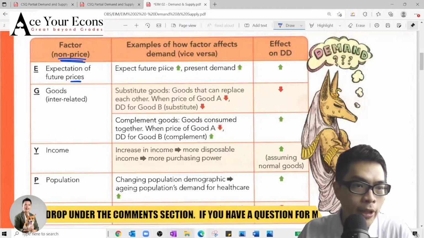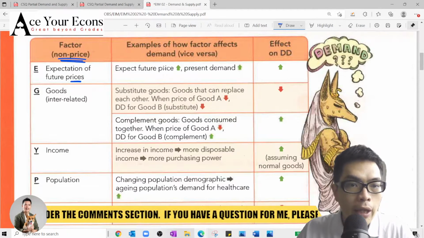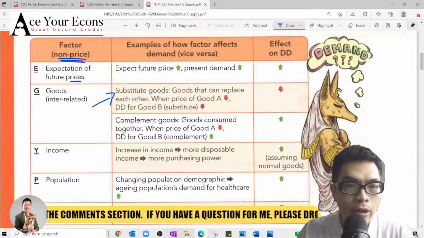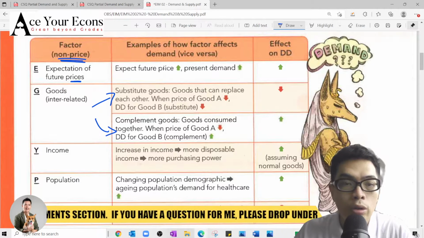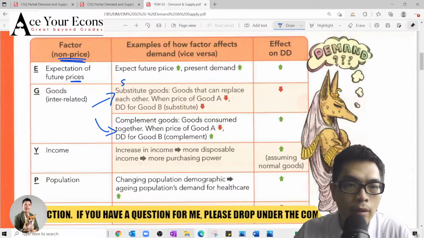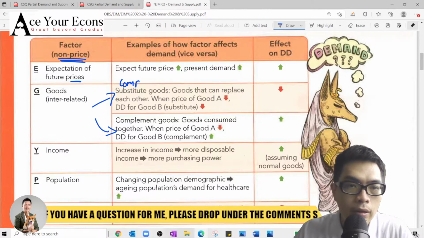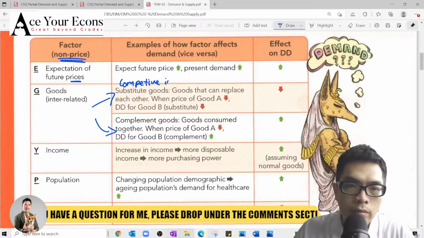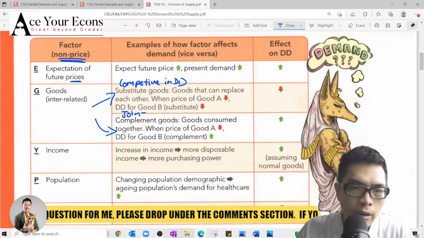So we have expectation of future prices, and interrelated goods. When we have interrelated goods, we have substitutes and complements. You may want to make a mental note. Some of the schools have another term for this. Substitutes, they call it competitive in demand. Complements is joint in demand.